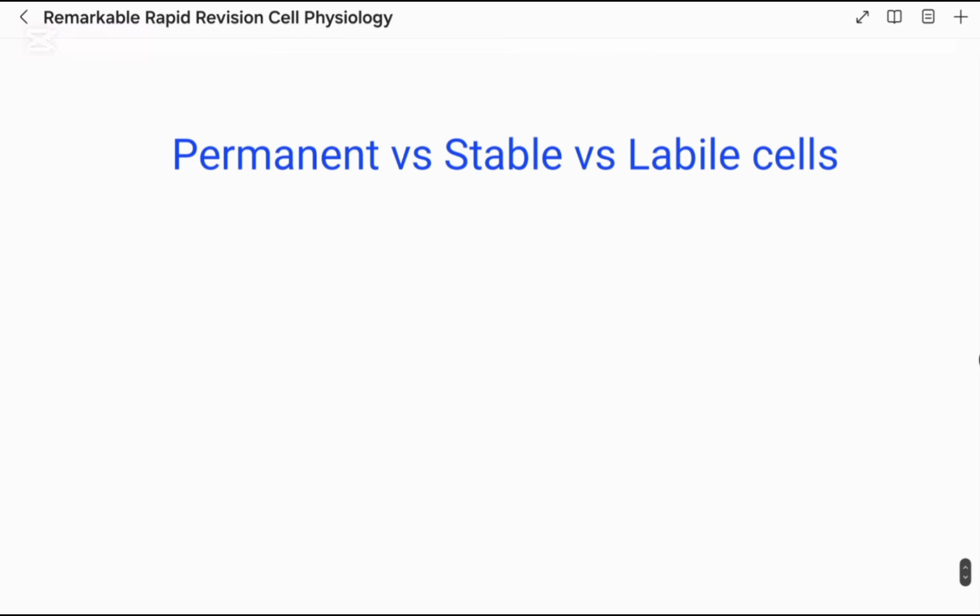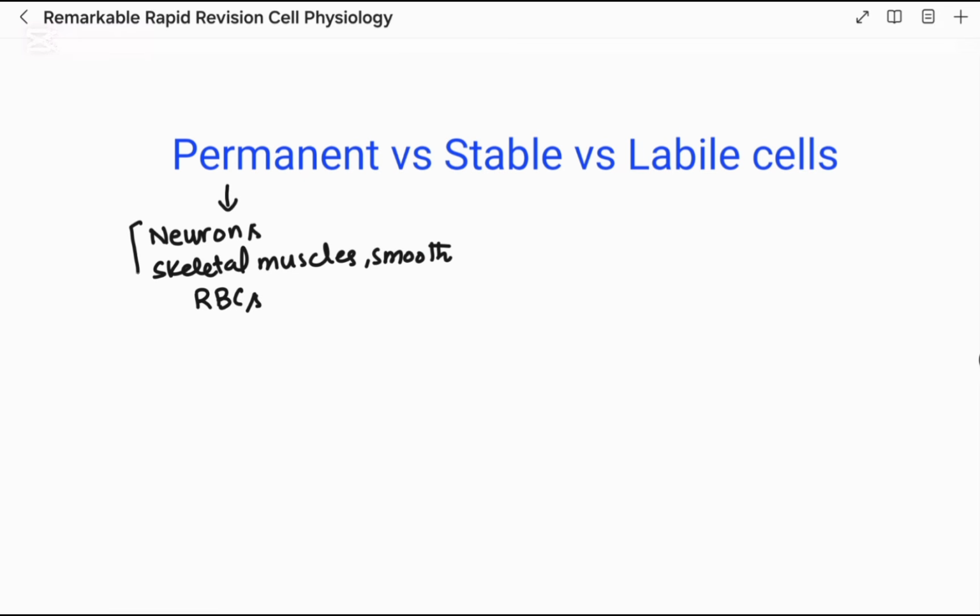Now we'll talk about permanent, stable and labile cells. So what are permanent cells? First of all, let's see the examples. Neurons, they are permanent cells. Skeletal muscles, they are permanent cells. Red blood cells, permanent cells. Along with the skeletal muscles, smooth muscles also are permanent cells. So why they are known as the permanent cells? Because they always and always remain in the G0 phase of the cell cycle and cannot move to the G1 phase.